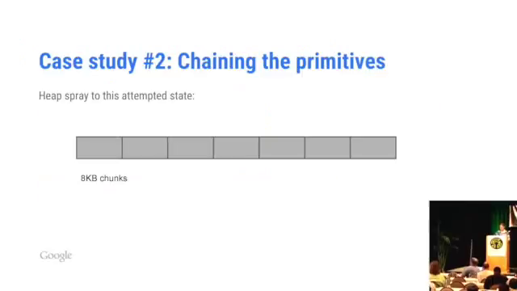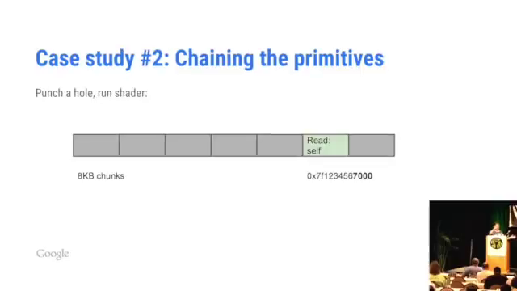Right, let's put it all together. So what we're going to do is heap spray to this attempted state. And when I say attempted state, I mean we do our heap spray, and we think this is where we ended up, but we're not sure. But we're going to use the primitives that we have to prove that this is where we ended up. So we're going to line up a bunch of 8 kilobyte chunks in a row. We'll probably do that by just spraying a bunch of 8 kilobyte chunks in the heap to fill in any holes that may be in the heap. And then we'll spray a bunch more, and in theory, the heap implementation will just line them up in a row, because that's what heap implementations tend to do.